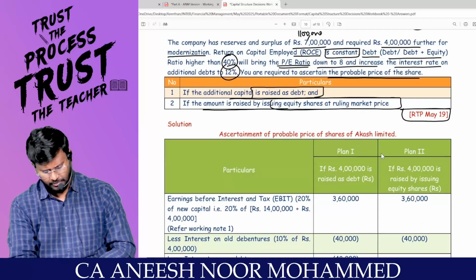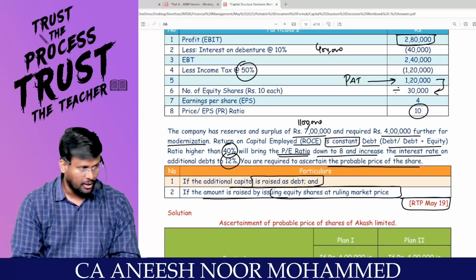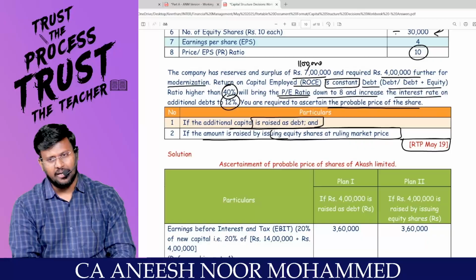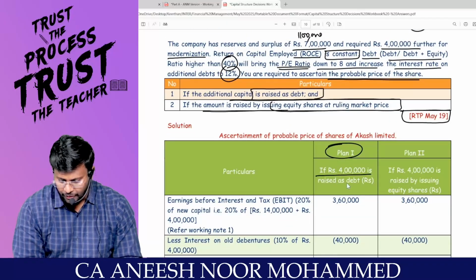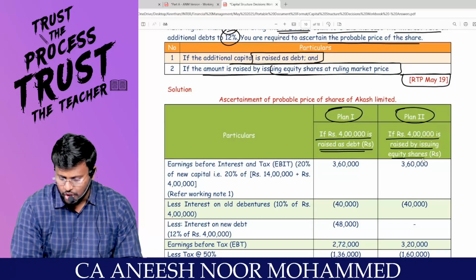What is the additional fund required? 4 lakhs. Total 11 lakhs. Anyway, we have reserves and surplus of 7 lakh, so the money is required. Plan number 1: the 4 lakh is raised as debt. Plan number 2: the 4 lakh is raised by issuing equity shares.